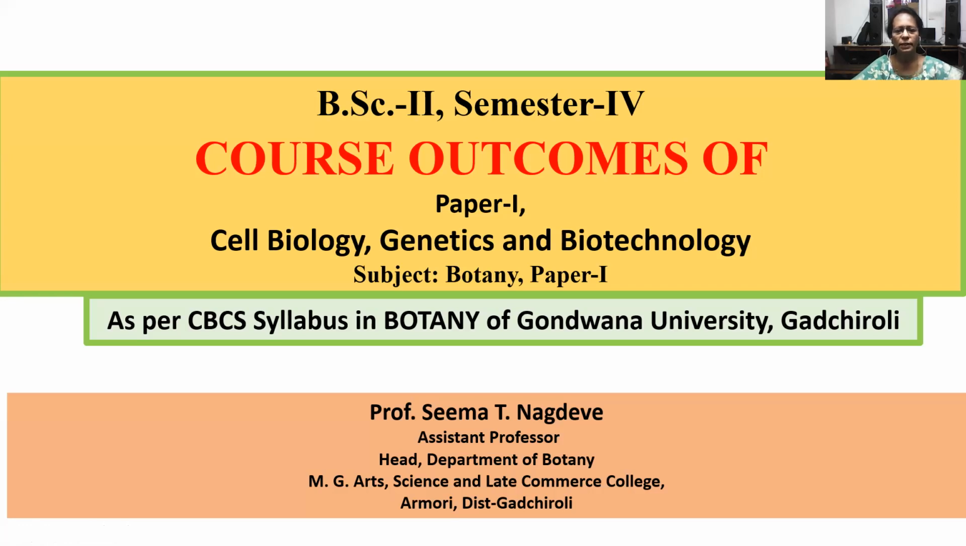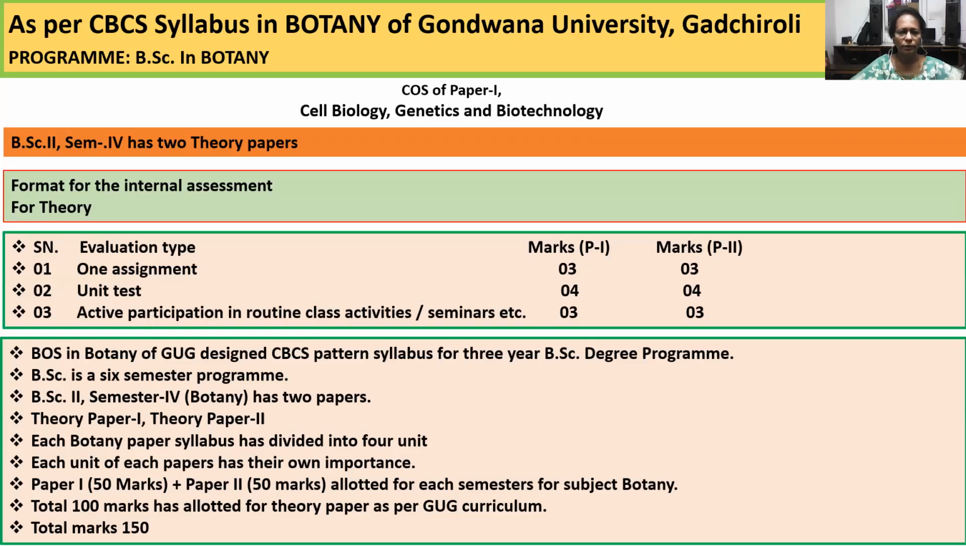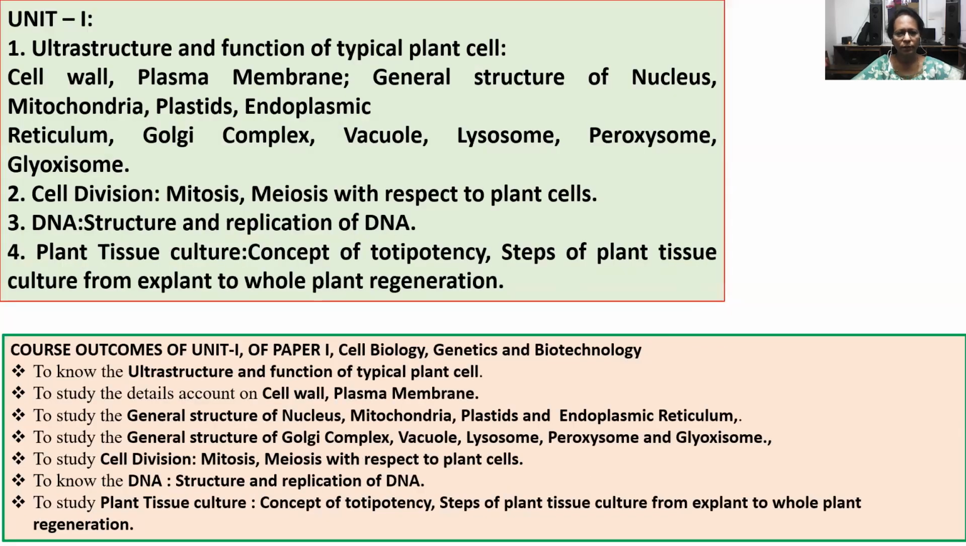As per the CBCS syllabus of Botany of Gondwana University, Gadchiroli, in B.Sc. second year semester 4, 4 units are included. In the first unit, there is a study of the ultrastructure and function of a typical plant cell wall, plasma membrane, general structure of nucleus, mitochondria, plastids, endoplasmic reticulum, Golgi bodies, vacuole, lysosome, peroxisome, and glyoxysome.